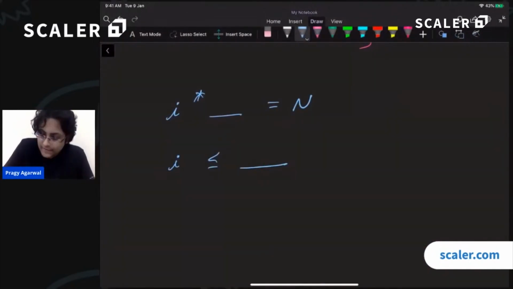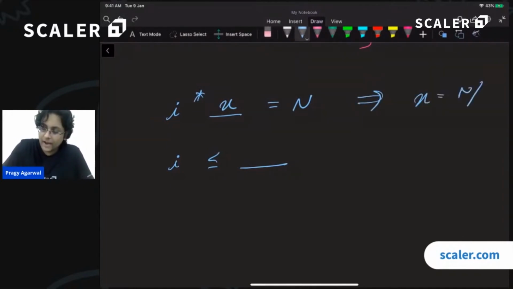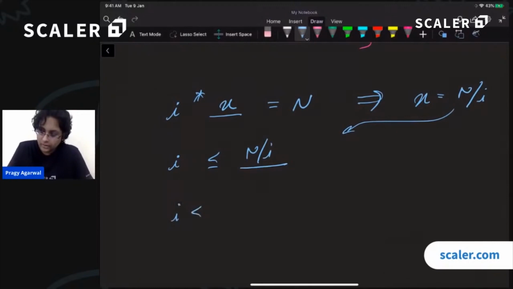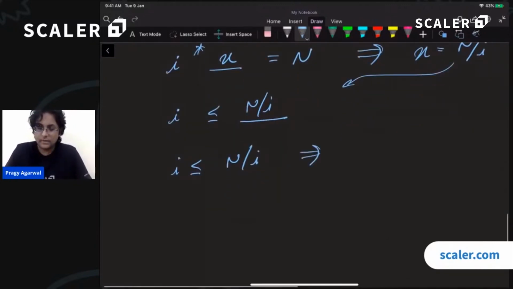Okay, so if this something is x, then what can I say from here? I can say that x equals n divided by i. So I can put the value of x over here. I will get i is less than or equal to n divided by i. What can I get from this? I can move this i to the left hand side.